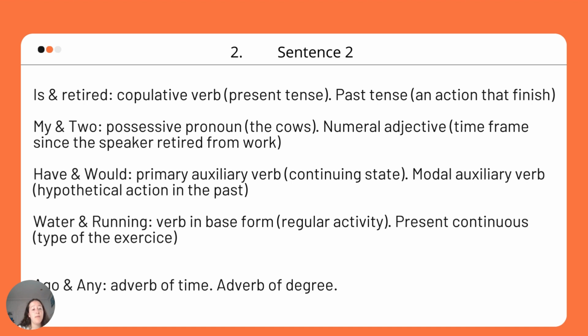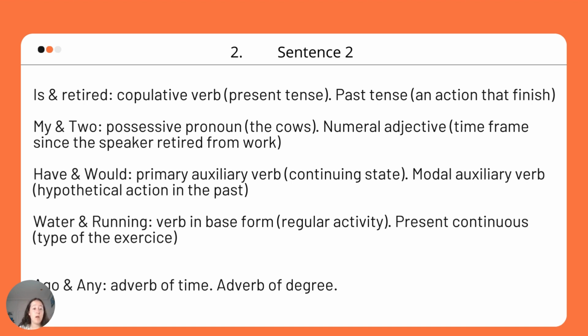And for the other category, we have two examples of the full verb. The first one is water, and the second one is running. The first verb is in base form and indicates regular activity. Other examples of this verb we can say are play, clean, run, etc. And the second example of this verb has a present continuous tense and describes a type of exercise.